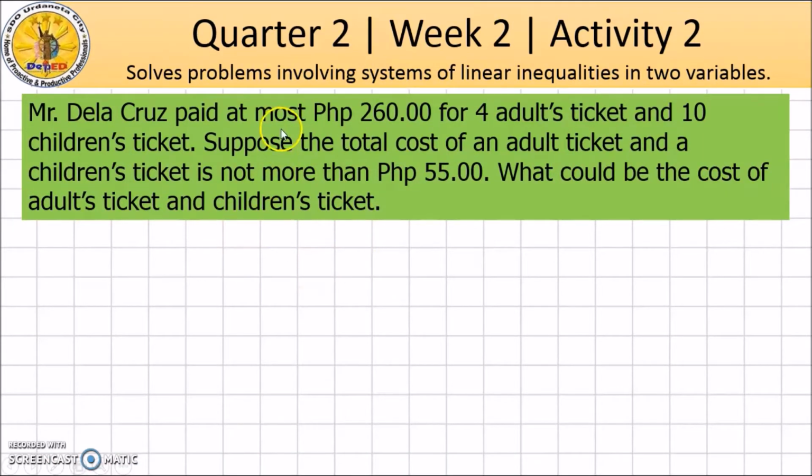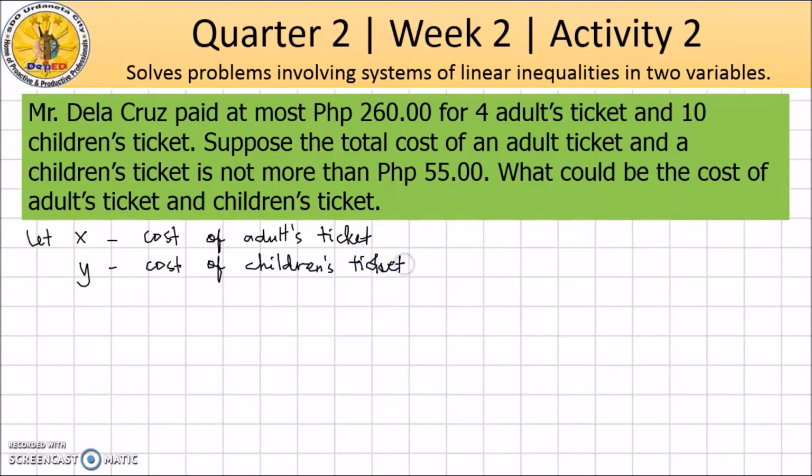To represent the given into mathematical statements, let us first assign variables. For the adult's ticket, let X be the cost of an adult's ticket and Y the cost of a children's ticket. Now, it says here that Mr. De La Cruz paid 260 pesos for 4 adults' tickets and 10 children's tickets. So we can represent this statement with a mathematical statement.